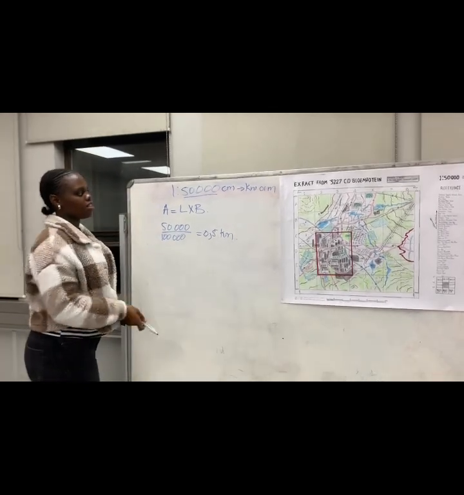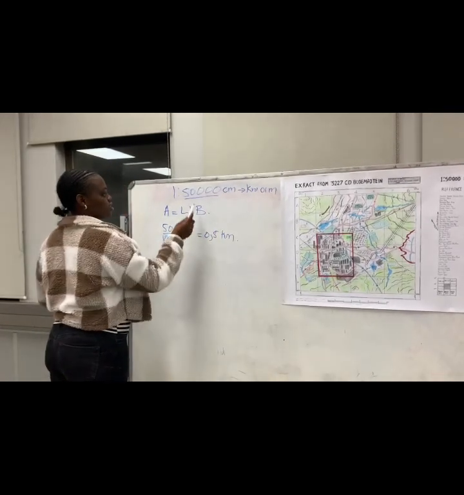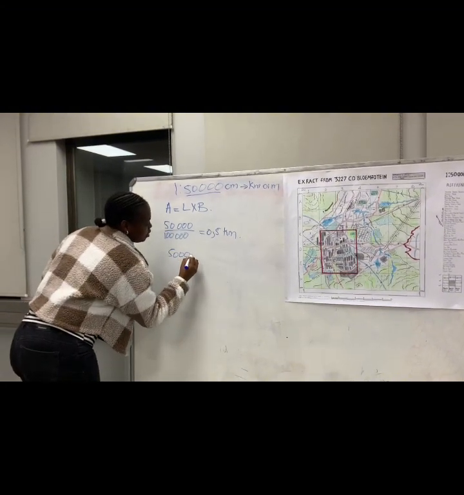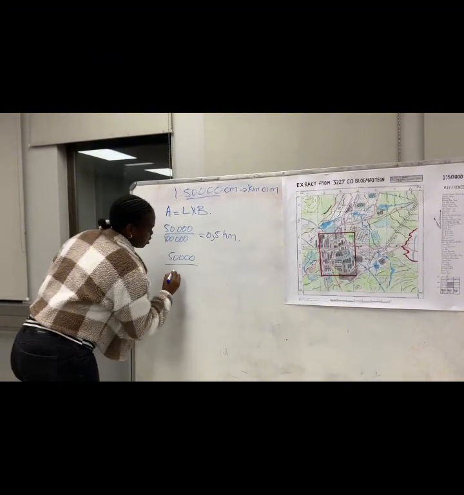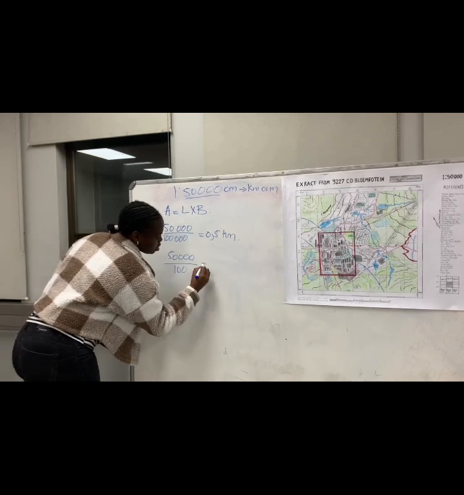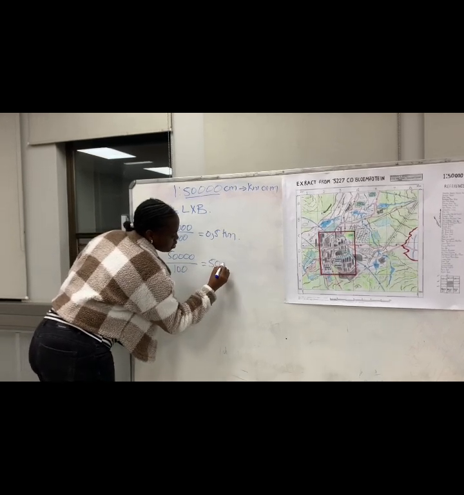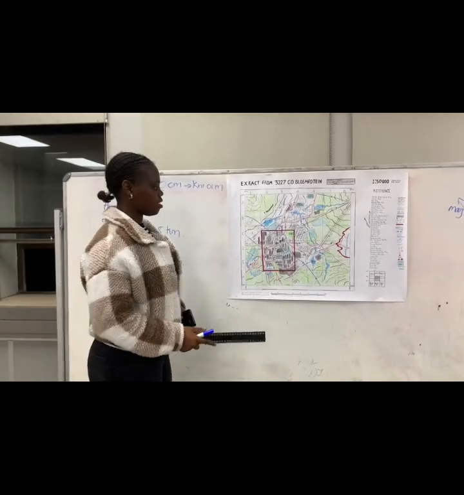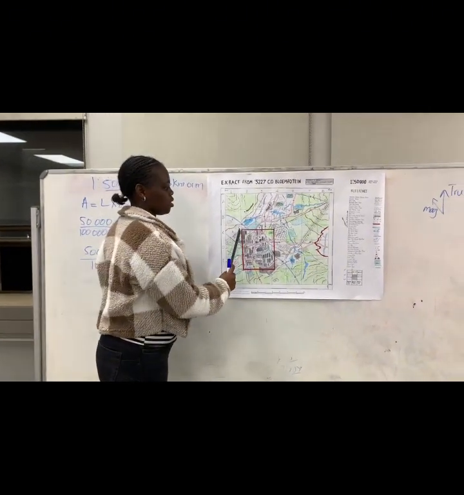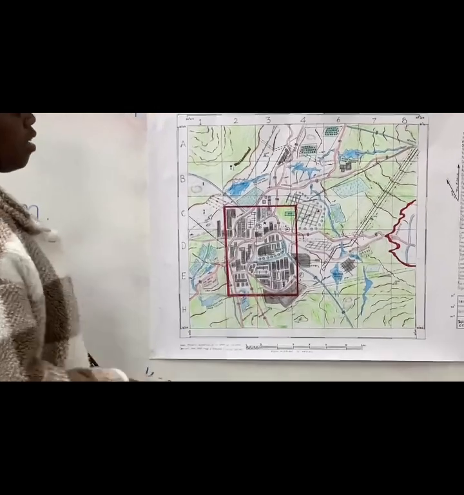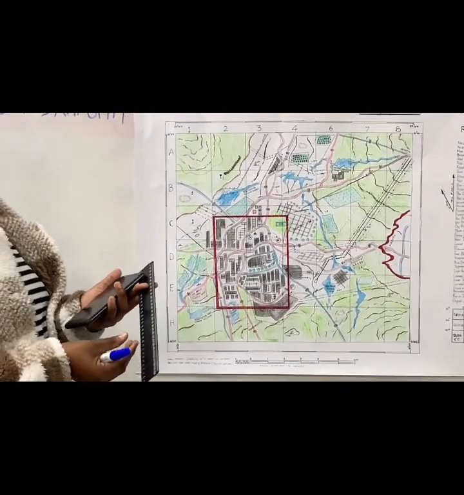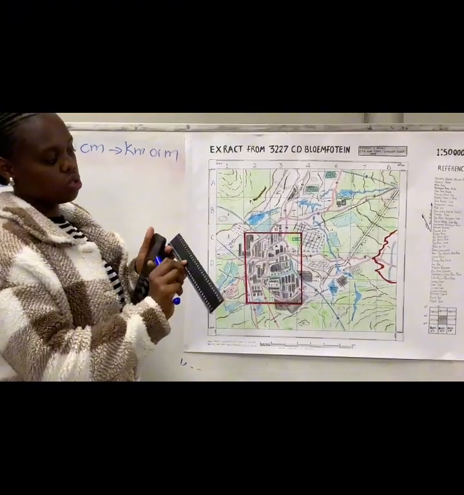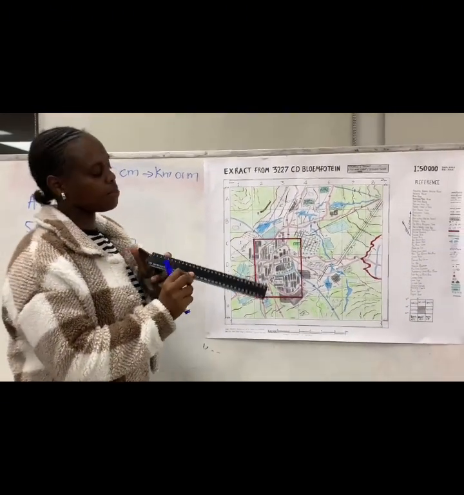And to convert into meters, we have to take this 50,000 centimeters and divide it by 100, which is equal to 500 meters. So let's take this demarcated area, which is highlighted in red. Firstly, we have to use a ruler. It has millimeters and centimeters, so I'm going to use the centimeter part.